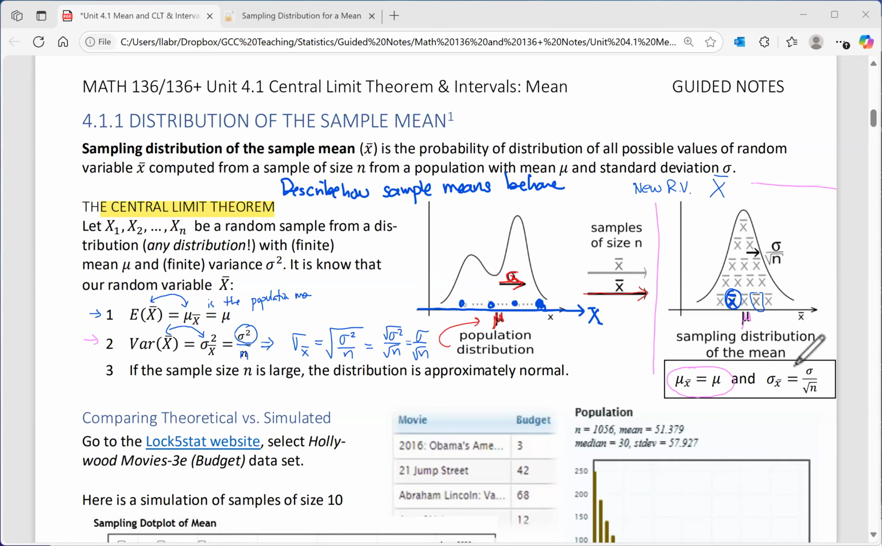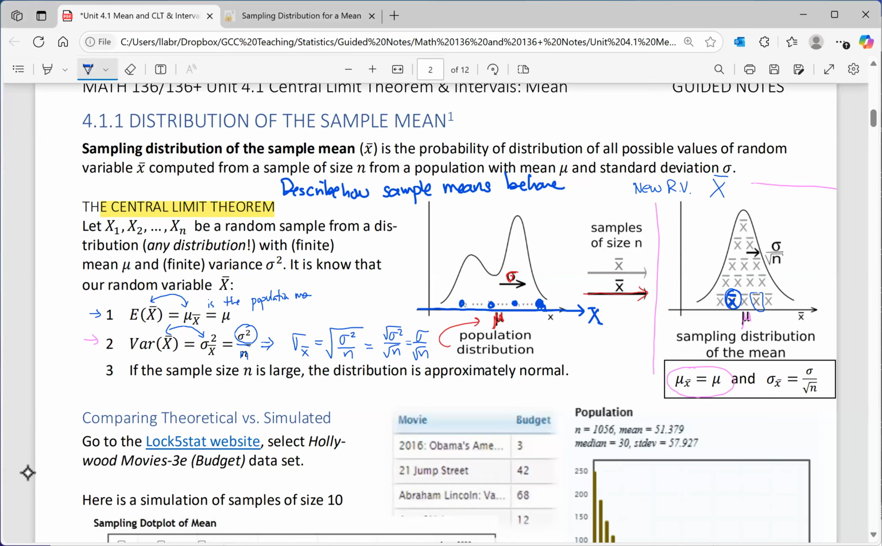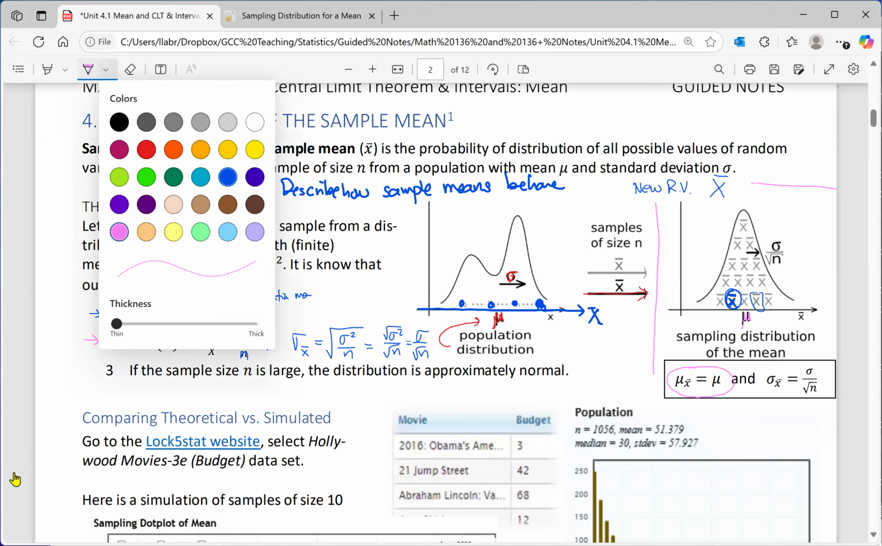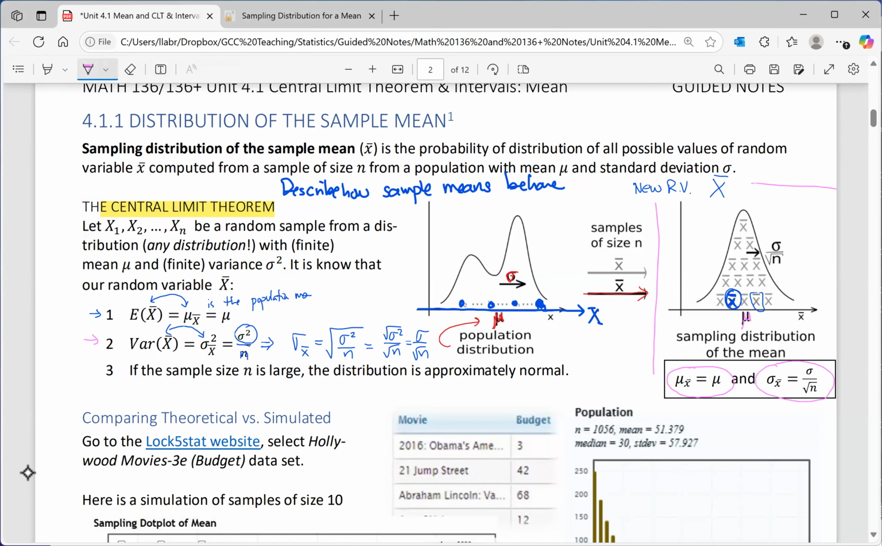So this is the last part that's missing. So we know the center now, and we know the spread of the sample mean. And now the last part is very important. So we know the center, we know the spread. Notice this is really true no matter what. The center will always be given by this formula, and the variability will always be given by this formula.